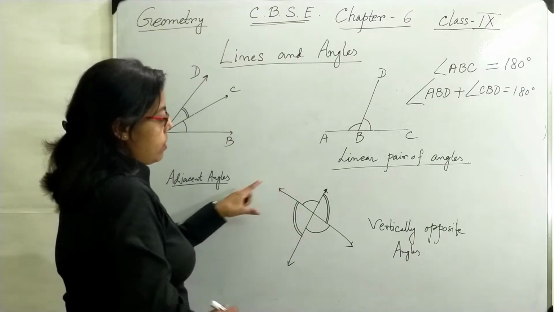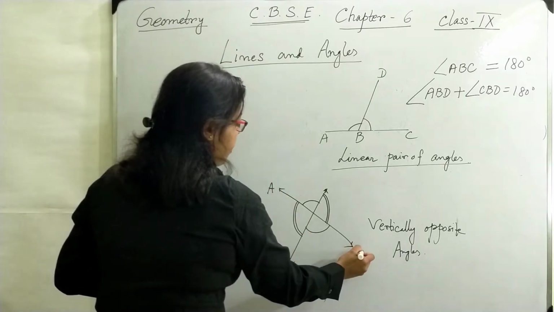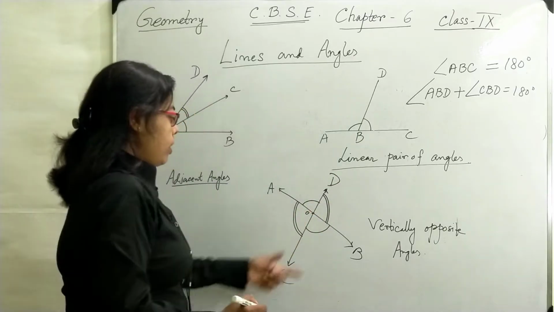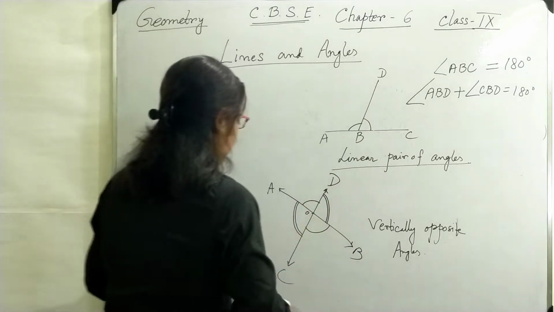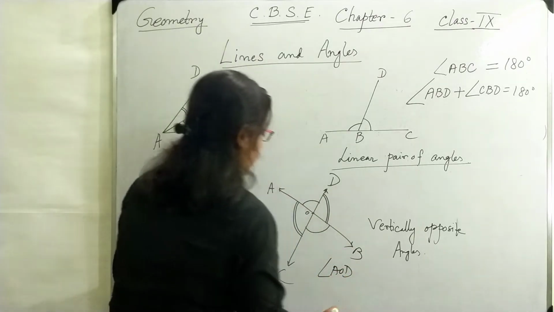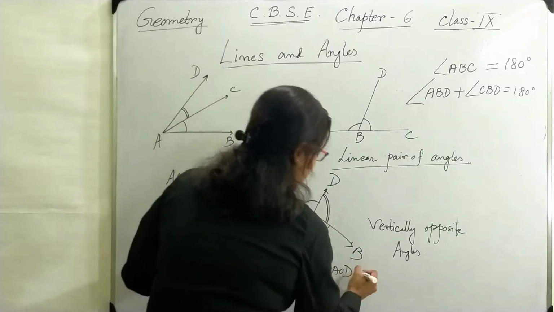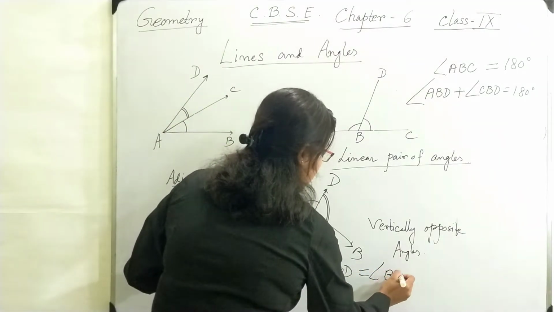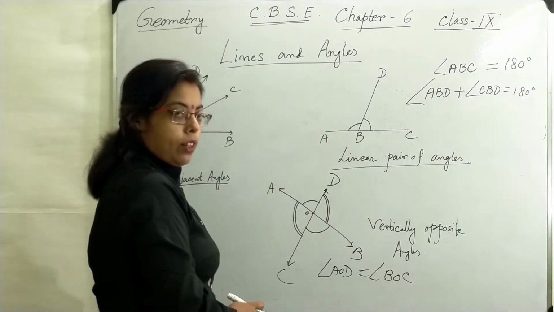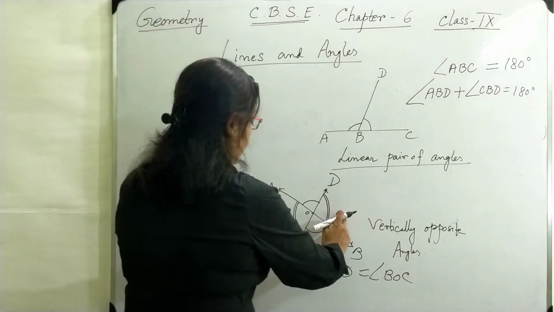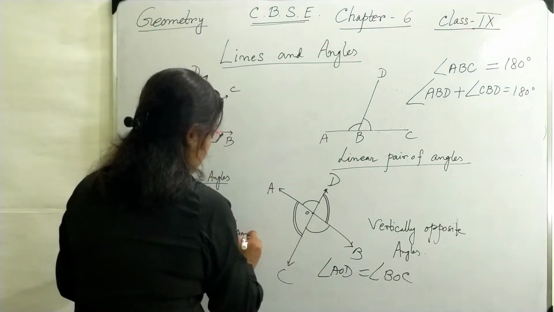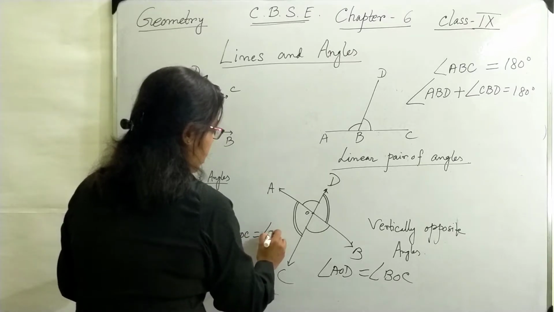And one more thing is vertically opposite angles. Vertically opposite angles, the two straight lines are here, AB and CD. They meet in the point, suppose O, and we get here the angles: angle AOD and angle BOC. These are the vertically opposite angles, and they must be equal in nature. And same thing for here also. Angle COA or AOC equals angle BOD.